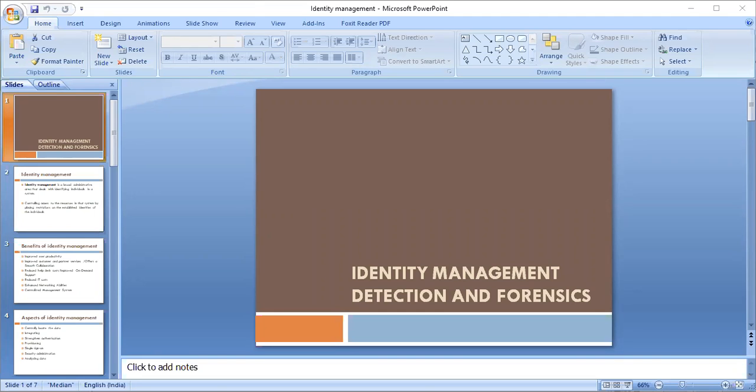The foremost thing we have is identity management. Apart from this, we have detection and forensics, and data encryption. So one by one we are going to discuss all three products. Let's start with identity management in this session.